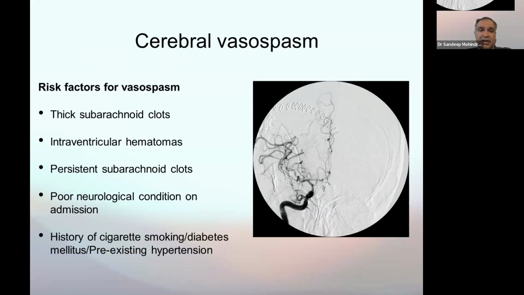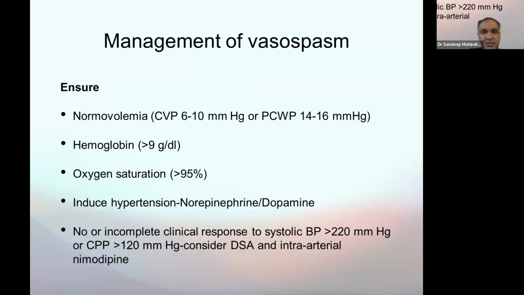Cerebral vasospasm is related to thick subarachnoid clots, type 3 subarachnoid hemorrhage by Fisher grade, intraventricular hematomas, persistent subarachnoid clot, and poor neurological condition on admission itself, Hunt and Hess grade 4, and history of smoking, diabetes, and pre-existing hypertension. Management of vasospasm as such, you all know about it. This is the classical management: triple H therapy, excluding the hypervolemia part, which we are excluding nowadays. Normovolemia, hypertension, and hemodilution.